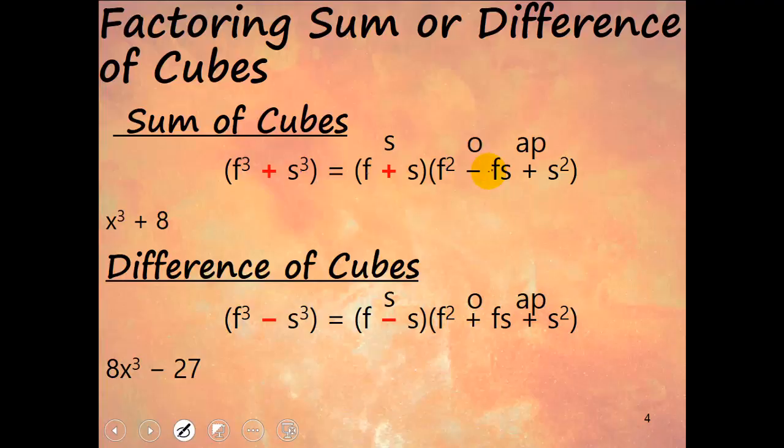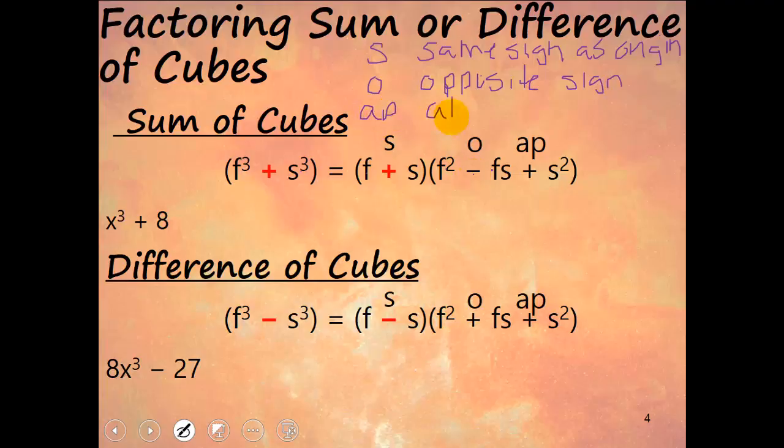So notice the sign pattern has letters over it. It's an acronym, okay? So S stands for the same sign as your original difference or sum of cubes, okay? O stands for the opposite sign of the original. So this is plus, so my O is minus. And then AP is always positive. Okay? So let's do one together.